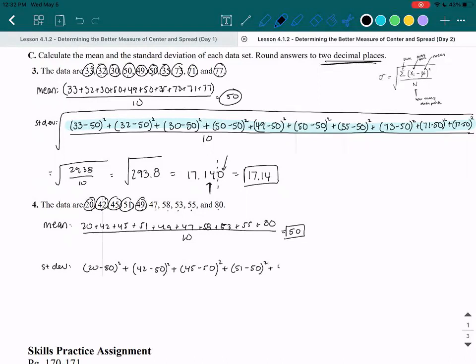And again, and again, and again, and again, again, and last one.